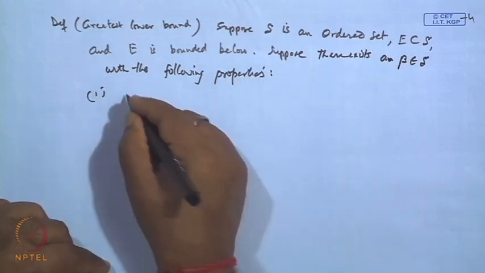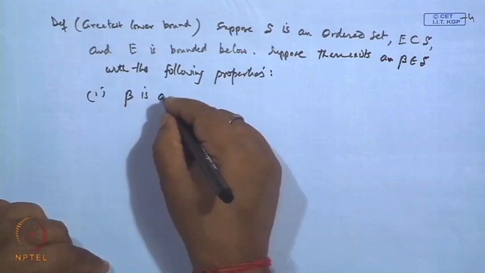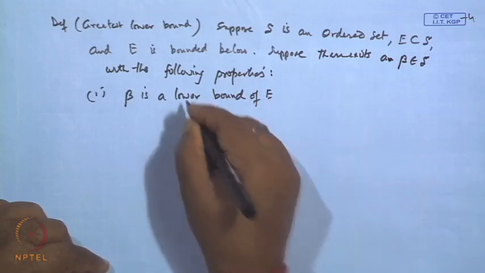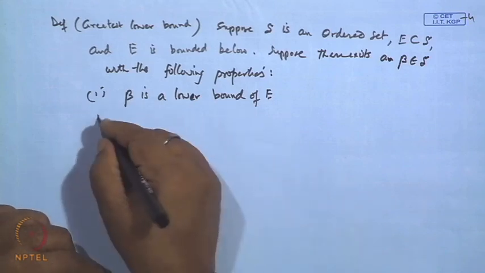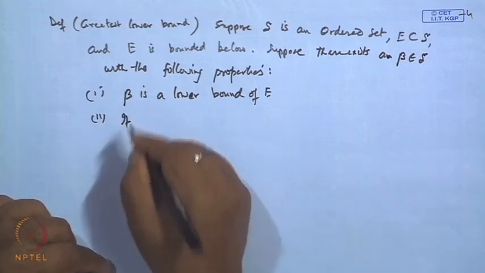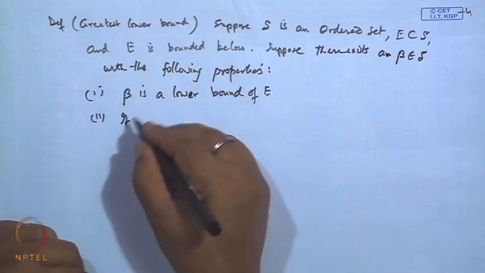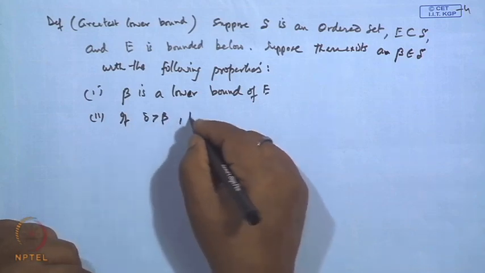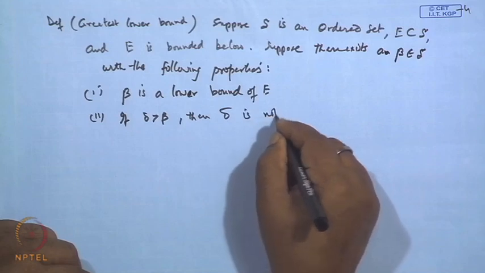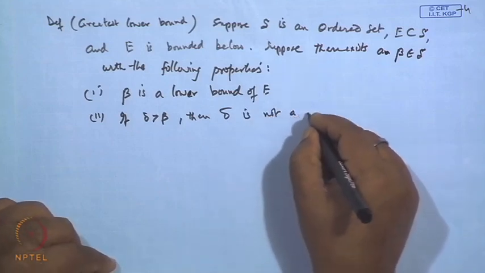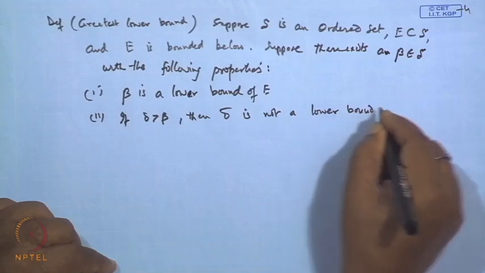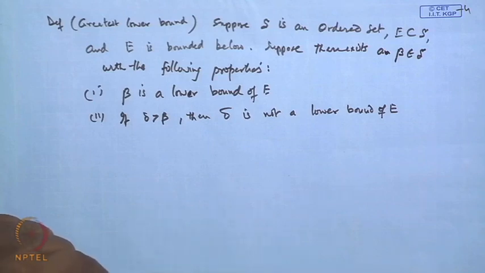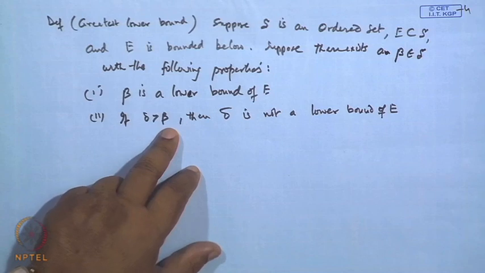The first is, beta is a lower bound of E. The second one is, if I choose a number delta which is greater than beta, then delta is not a lower bound of E. So, if we take any number delta slightly higher than beta, it will not be a lower bound.